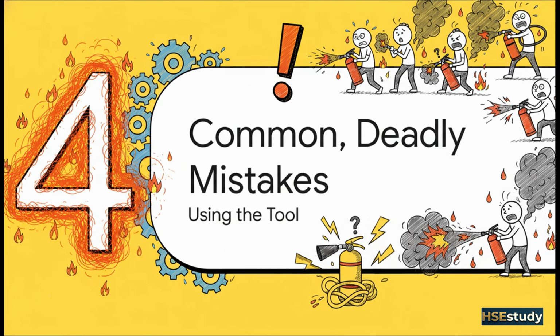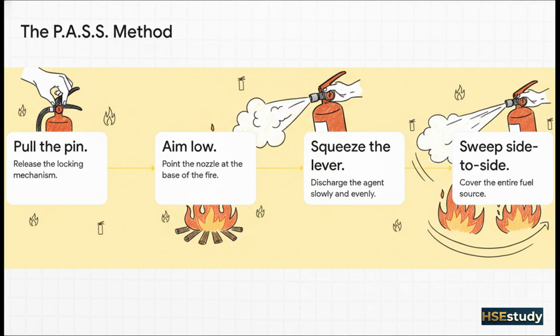So, knowing the code is half the battle, but the other half is actually using the extinguisher correctly when your heart is pounding and adrenaline is pumping. Let's cover the most common and sometimes deadly mistakes people make when panic takes over. Now, the proper technique is easy to remember. Just think PASS. Pull the pin, aim low at the base of the fire, squeeze the lever slowly and evenly, and sweep from side to side. It sounds simple, but it's amazing how fast that goes out the window in a real fire.